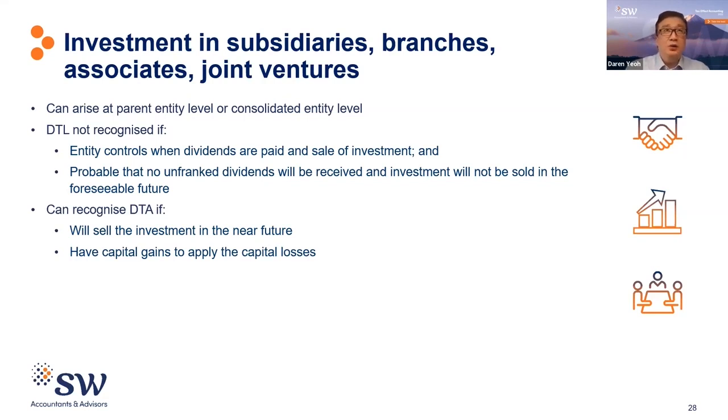If you can show that you control the dividend policies of the investee, and you control when you choose to dispose of that investment. And secondly, it is unlikely that you're going to receive an unfranked dividend, or you're going to sell that investment in the foreseeable future for a gain. In terms of a DTA, a deferred tax asset, that means you have an unrealized capital loss. The same criteria as I mentioned earlier would apply.